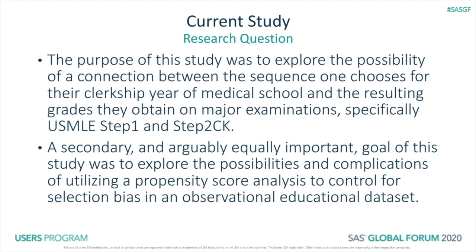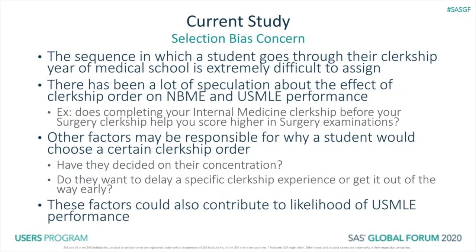Those of us that work in medical education, or education in particular, know that it's very difficult to separate individuals into groups, especially with something as sensitive as choosing your medical school trajectory. So I wanted to just see if this was even feasible or able to be used in this type of study. Okay, the biggest selection bias concern that we have for this particular study, and the reason I thought propensity scores would help correct for it, is that the sequence in which a student goes through their clerkship year of medical school is extremely difficult to assign.